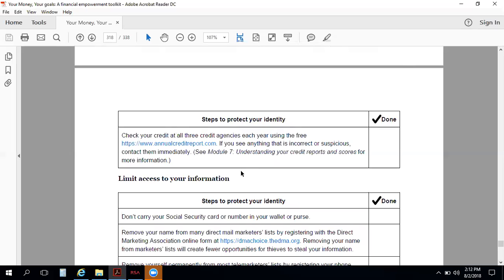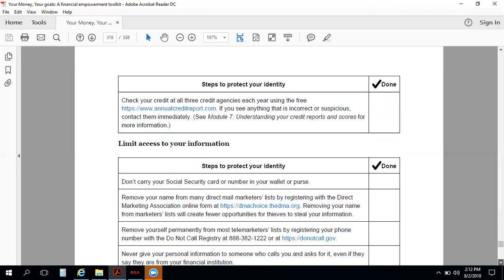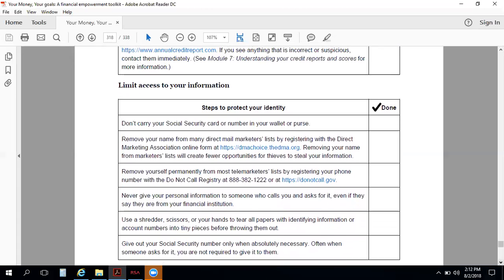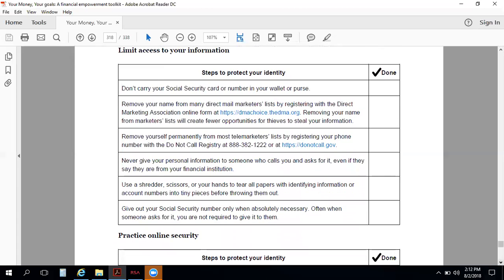It gives the client another link to annualcreditreport.com. They can go on there and check the report once a year for free. It's the only one that I know of that truly is free of charge. Limit access to your information. Don't carry your social security card in your wallet or your purse. Remove your name from mass marketing mail lists. Remove yourself permanently from telemarketers' lists by placing yourself on the do not call list.